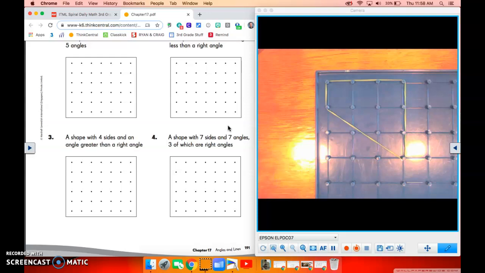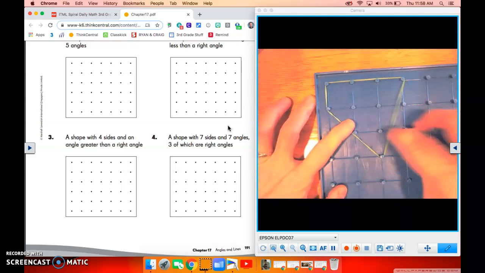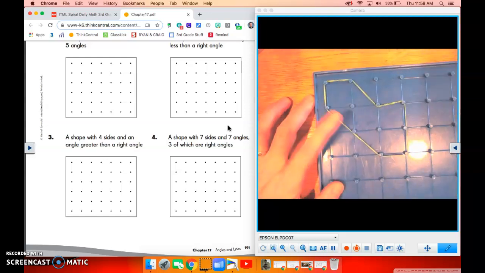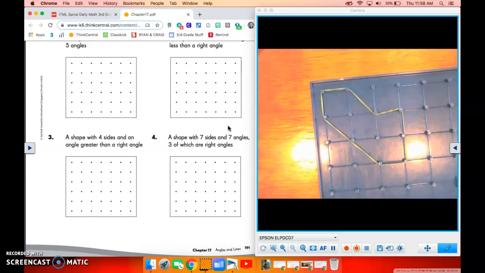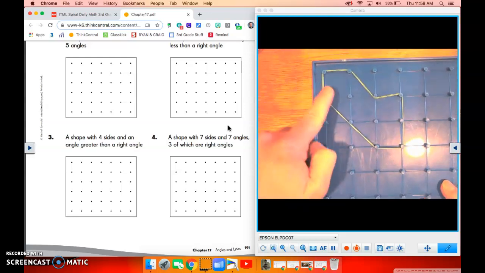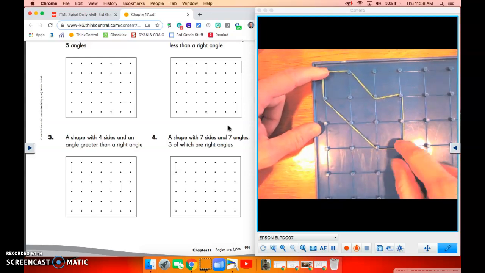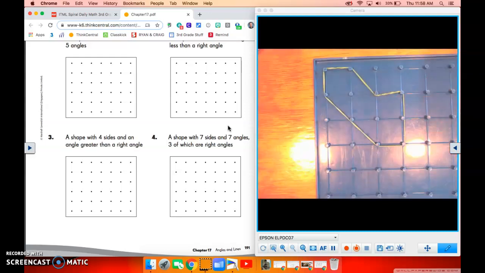Number 4, a shape with 7 sides and 7 angles, 3 of which are right angles. Let's see. Let's go something like, how many sides do we have? 1, 2, 3, 4, 5, 6, 7. Okay, there's 7. And 3 right angles. So here's a right angle here. Here's a right angle. So there's 1, there's 2. This is a right angle, 3. This is greater than, okay, perfect. There we go. 7 sides, 7 angles.